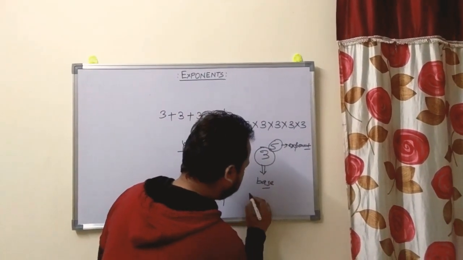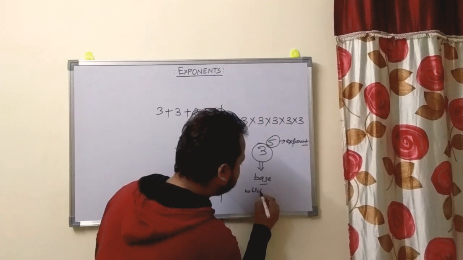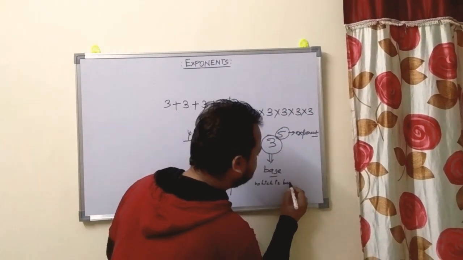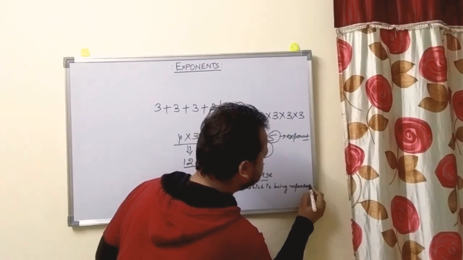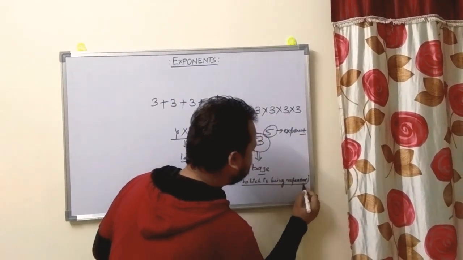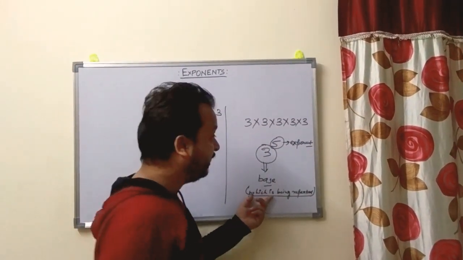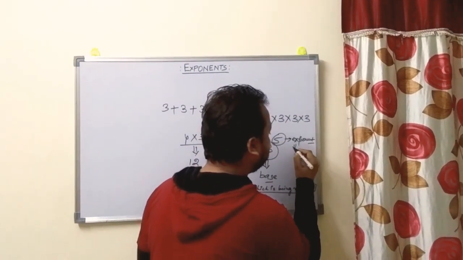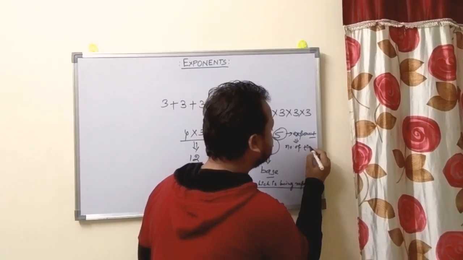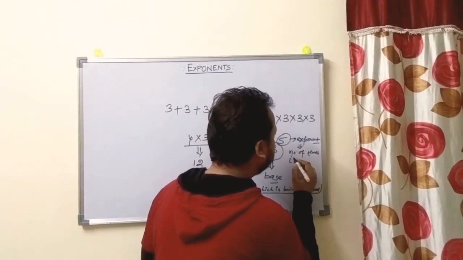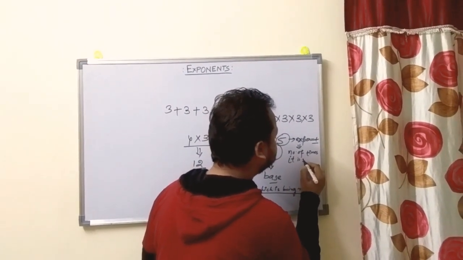right? Base means which is being repeated, and exponent means the number of times it is repeated.